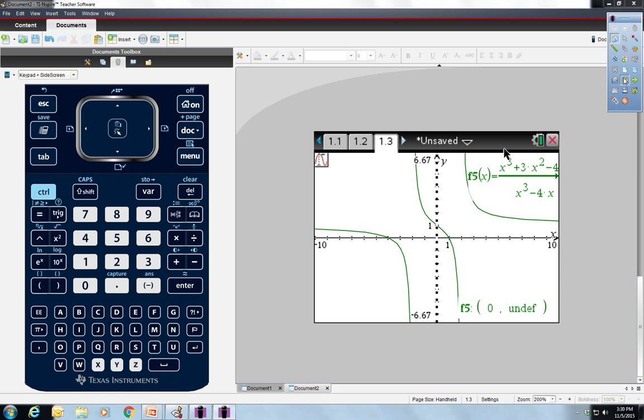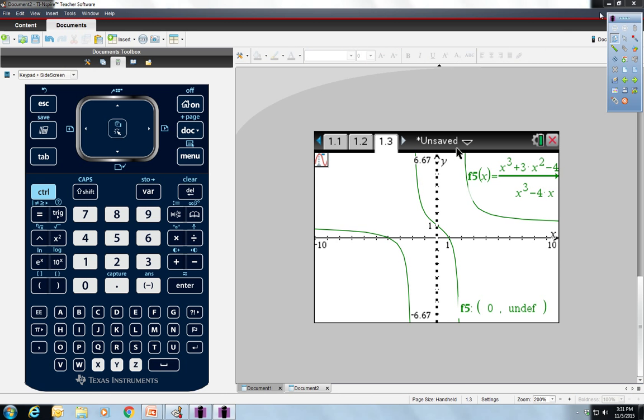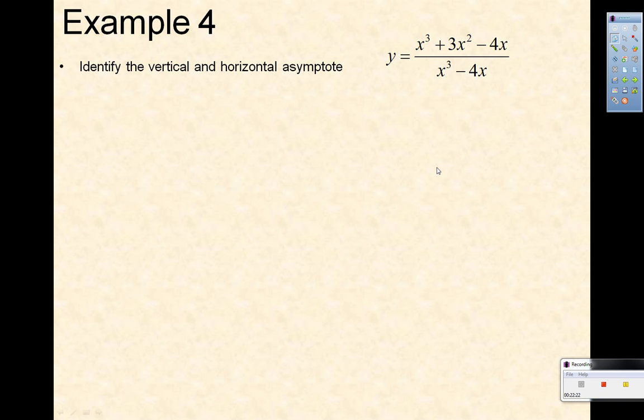Okay? So just remember that. Let me go back to it. Anytime there's a common factor between the numerator and the denominator, it won't be a vertical asymptote, but it will be a point discontinuity. And again, you'll be able to confirm that by using your graphing calculator as a tool to help you see if your answer is confirmed or not. All right, let's look at one more example.